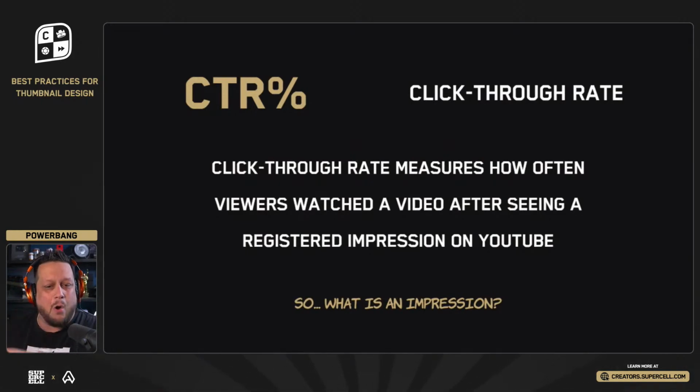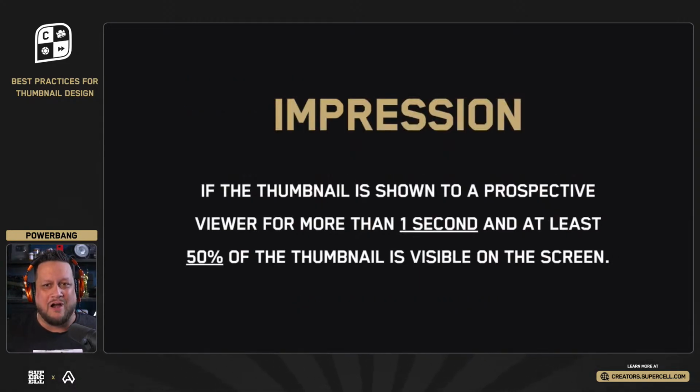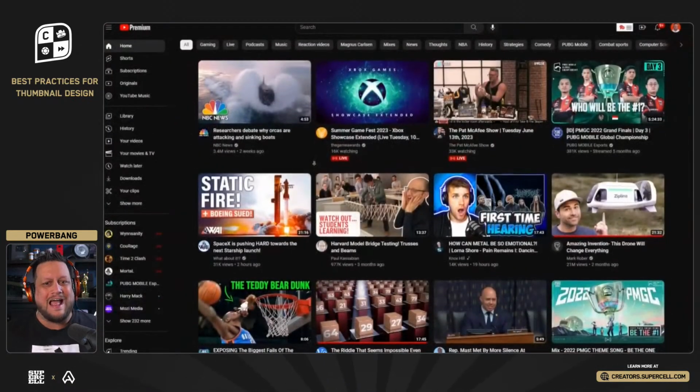Click-through rate is how often viewers watched a video after seeing a registered impression on YouTube, which kind of begs the question, what is a registered impression, right? An impression is if the thumbnail is shown to a prospective viewer for more than 1 second and more than half of it was on screen. So what does that look like?